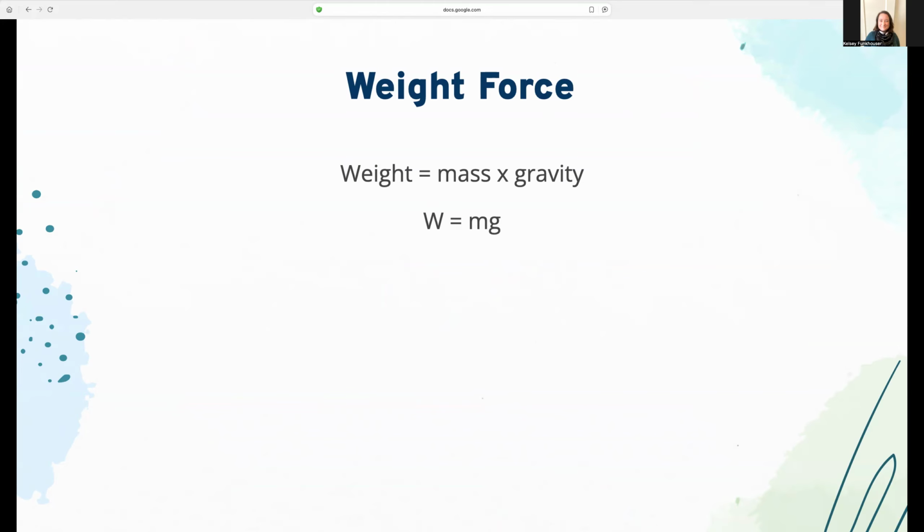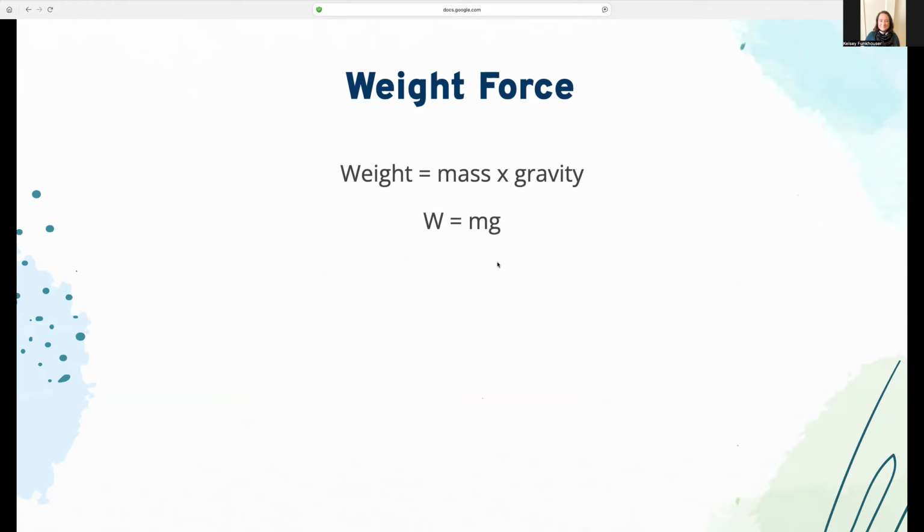Weight is equal to the mass of the object, which remember is an intrinsic property of the object. It's the amount of stuff it's made of, times gravity. And by gravity here, I mean the acceleration due to gravity, the free fall acceleration, which is 10 meters per second squared. So we have the force for weight, which is this equation: mass times acceleration due to gravity, little g.